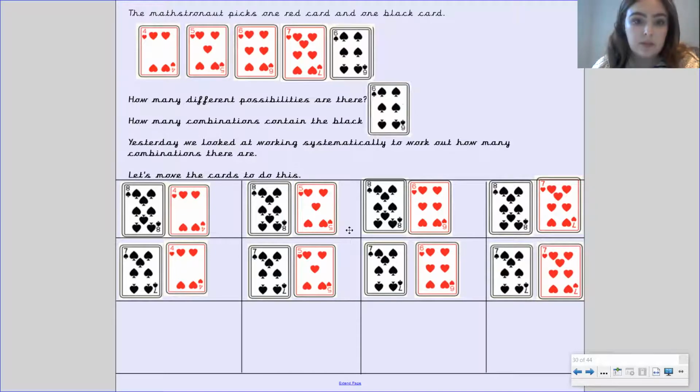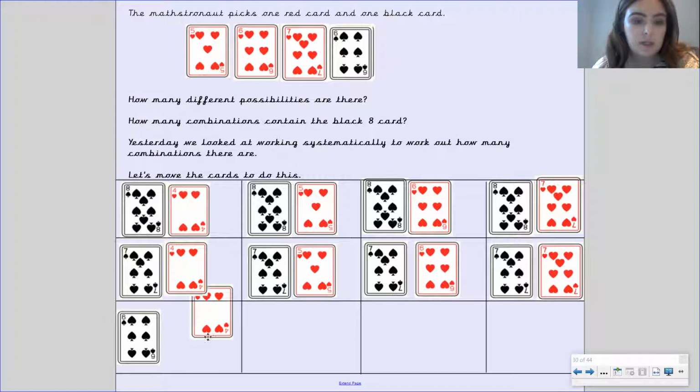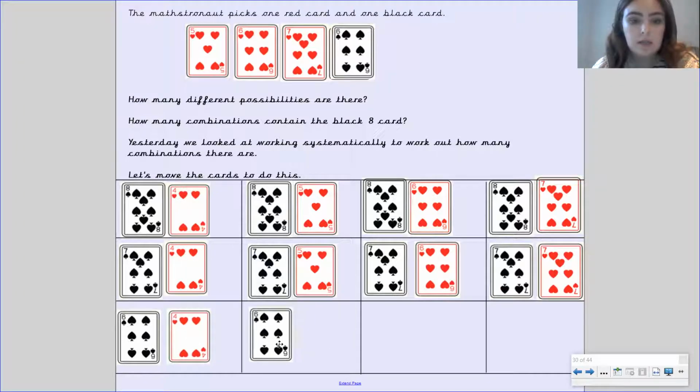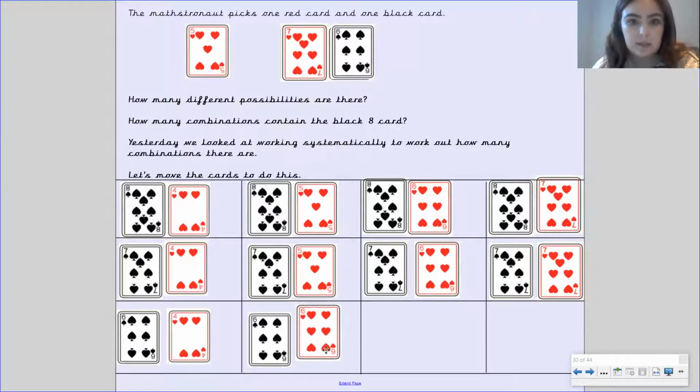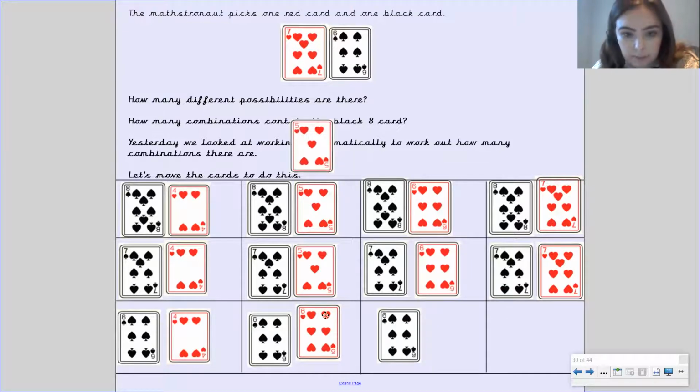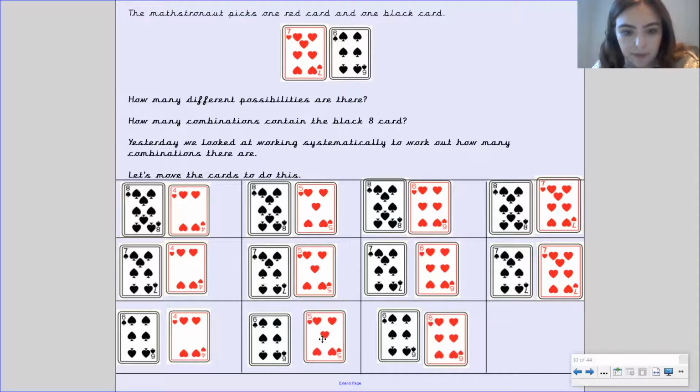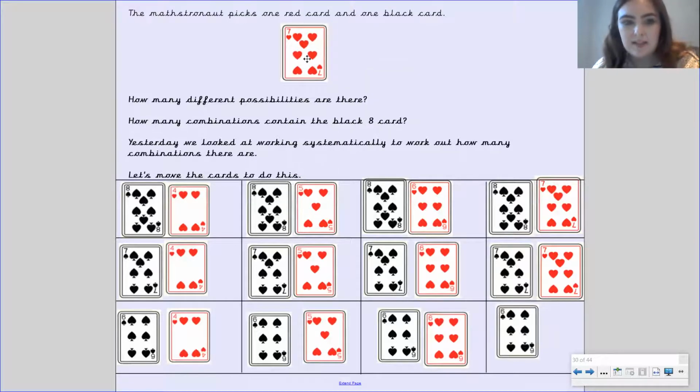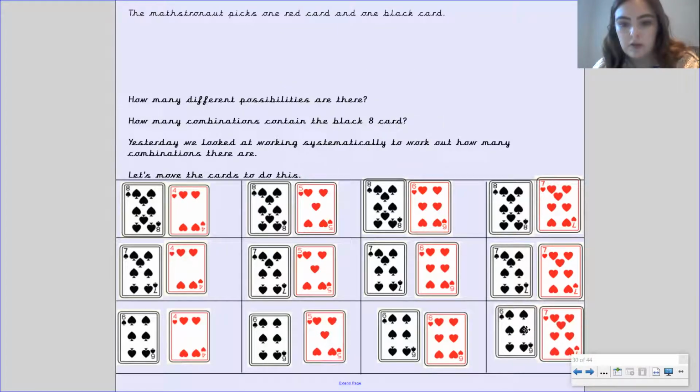And then I'm going to move on to the 6. So 6 and match it with the 4. A 6 and match it with the 6. Another 6 and match it with the 5. And the last 6 and match it with the 7. So we have systematically looked at how many combinations we could have.